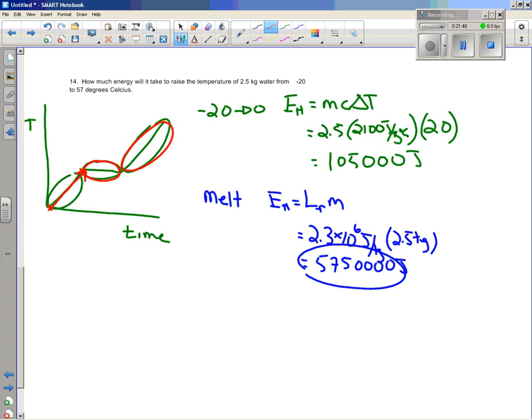Last section, you just use EH equals mc delta T again, except now the heat capacity, C, is 4,200 joules per kilogram degree Celsius. You'll have to add those heats up, the initial, the middle, and whatever you get for the final, and then you get a total energy.